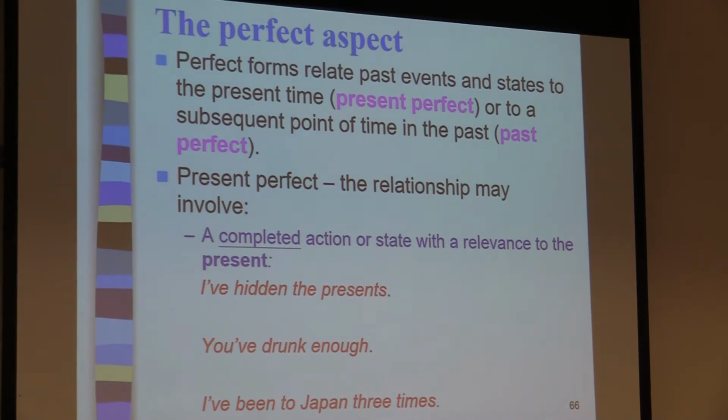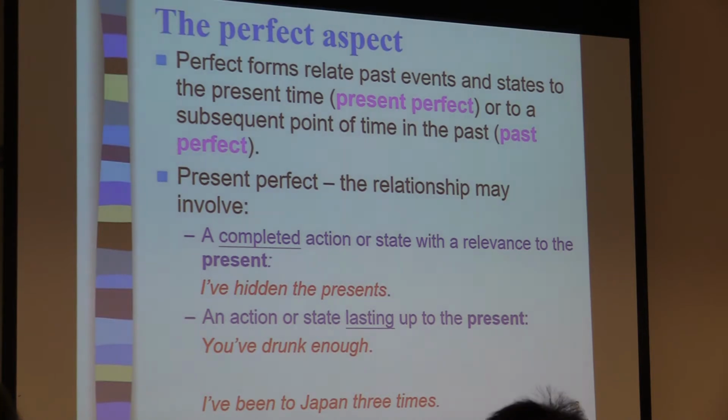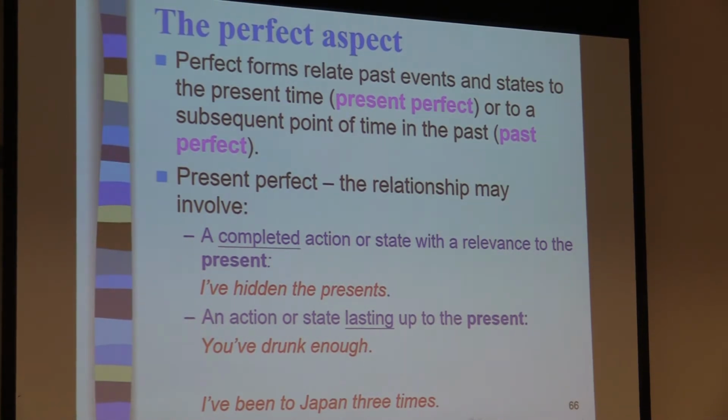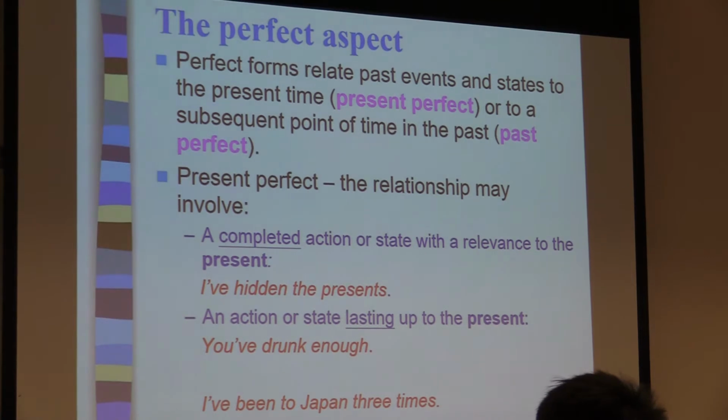Then how about you've drunk in love? That means a state lasting up to now. You've drunk in love. But as I know, it sounds a bit ambiguous here. But basically, if you use the present perfect, it's something that's up to now. Or it may be about the result. I've hidden something. You can't see it anymore.